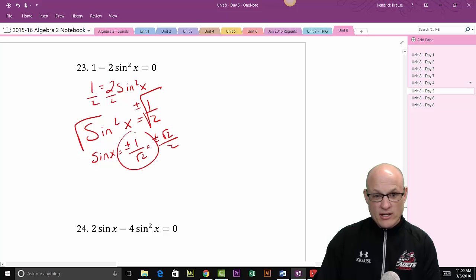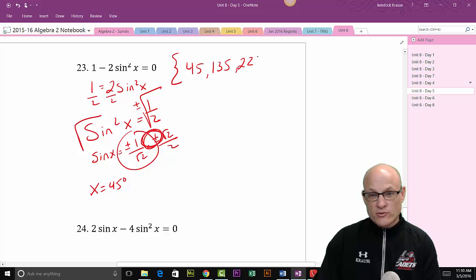Well, that's just 45 degrees there. X equals 45 degrees. I wonder why I put some of these in. But because it's plus or minus, I'm in all 4 quadrants. So the answer to this question is 45. In the second quadrant is 135. In the third quadrant is 225. In the fourth quadrant is 315. We've already done that.